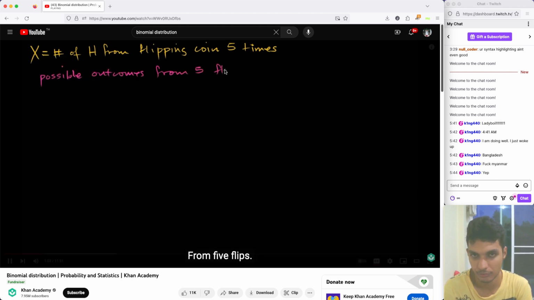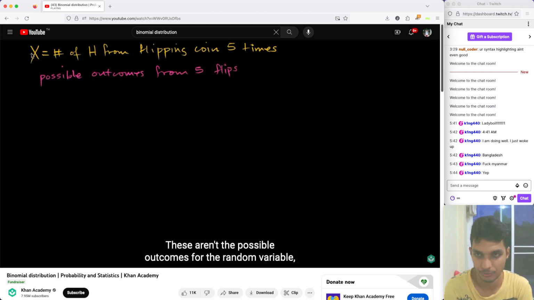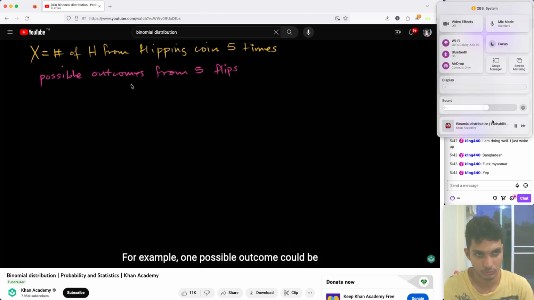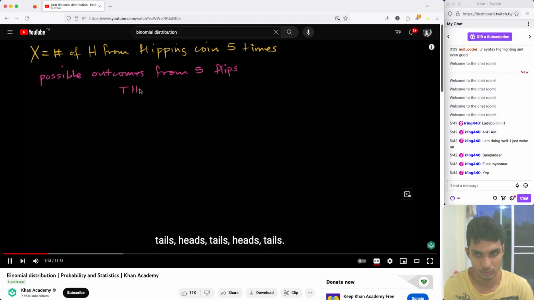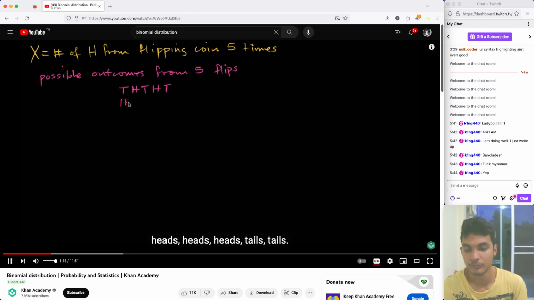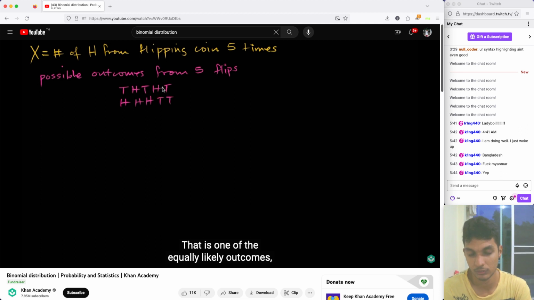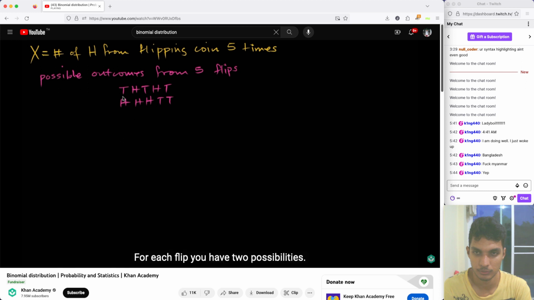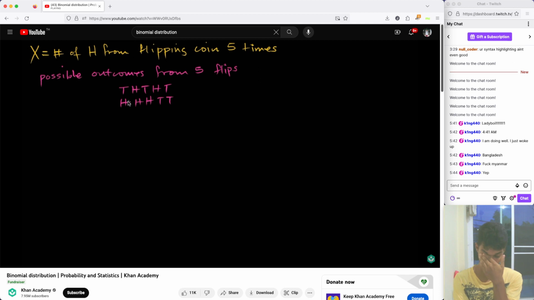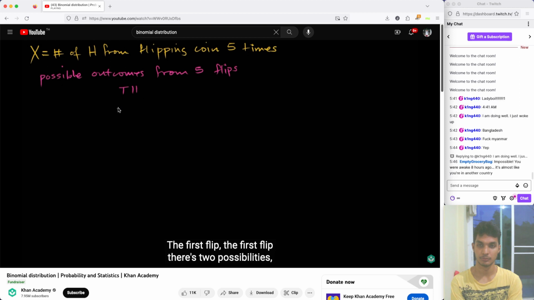These aren't the possible outcomes for the random variable, this is literally the number of possible outcomes for flipping a coin 5 times. For example, one possible outcome could be tails, heads, tails, heads, tails. Another possible outcome could be heads, heads, heads, tails, tails. That is one of the equally likely outcomes. That's another one of the equally likely outcomes. How many of these are there? Well, for each flip, you have two possibilities. So let's write this down. So the first flip.